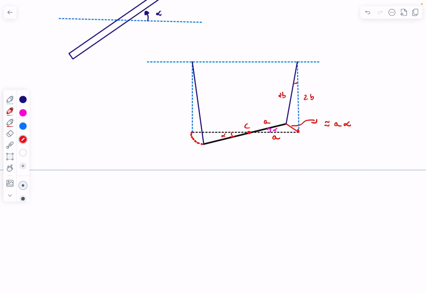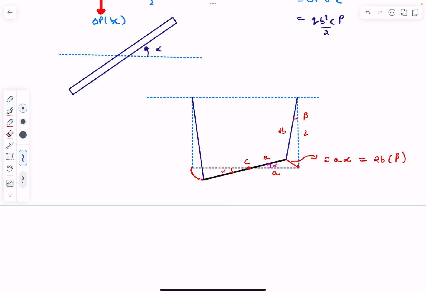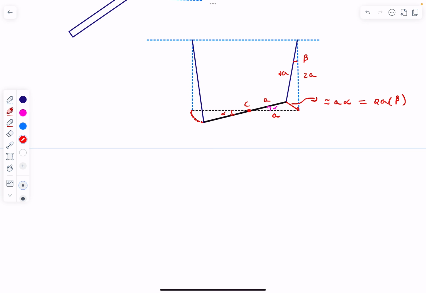Now this angle we can take to be beta, right? If you observe, we can also use a small angle approximation for this part. This part also we can consider like a tiny arc whose radius is 2b, and this angle is beta, and this is a tiny arc length of a alpha. So we can also write a alpha as 2b multiplied by beta. Okay, guys, so this wasn't 2b, this was actually 2a. So from here, the relation between alpha and beta that we're obtaining is beta equals alpha by 2.